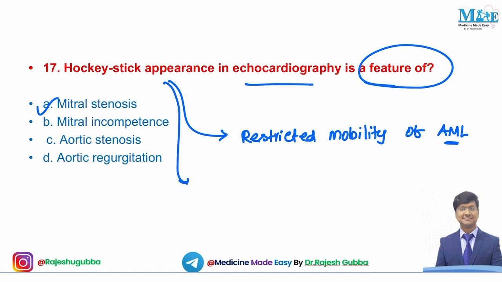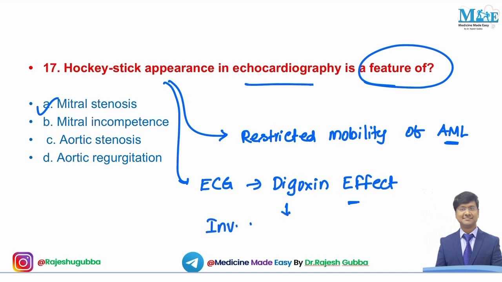Whereas the hockey stick appearance in the ECG is seen in cases of digoxin effect. This appearance in the ECG of digoxin effect is also called the inverted moustache sign, the Salvador Dali sign, or the inverted tick sign. These are the various names given for the digoxin effect ECG changes. But the hockey stick sign in 2D echo you see in mitral stenosis. Next question.